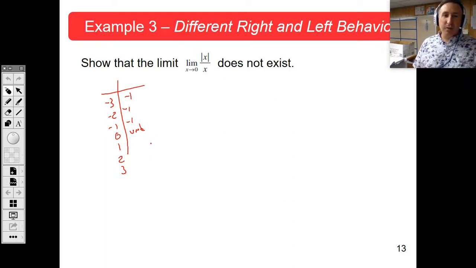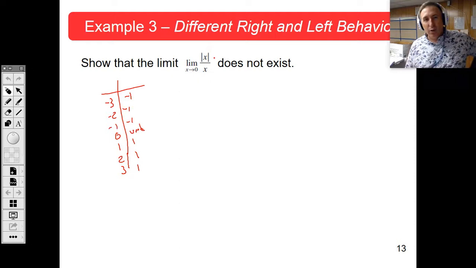1 is 1 over 1. That's positive 1. 2 is 2 over 2. That's positive 1. 3 is 3 over 3. That's positive 1, right? So really, we could cut this as close as we want because we're dividing by the same thing. And the only thing on the left of 0 that changes is the sign, right?